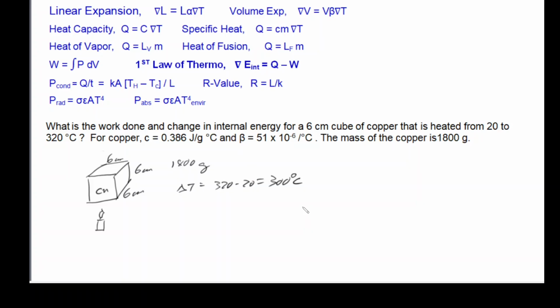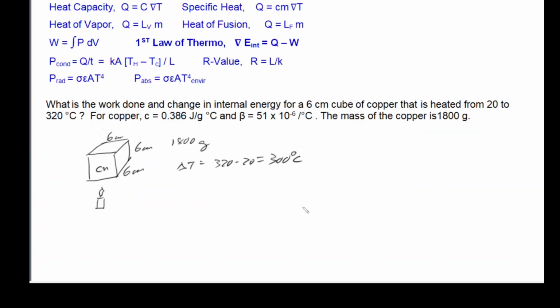Let's do another problem. What is the work done and change in internal energy for a 6 centimeter cube of copper that is heated from 20 to 320 degrees Celsius? And the specific heat and volume expansion coefficient is given for copper. The mass of the copper cube is 1,800 grams.